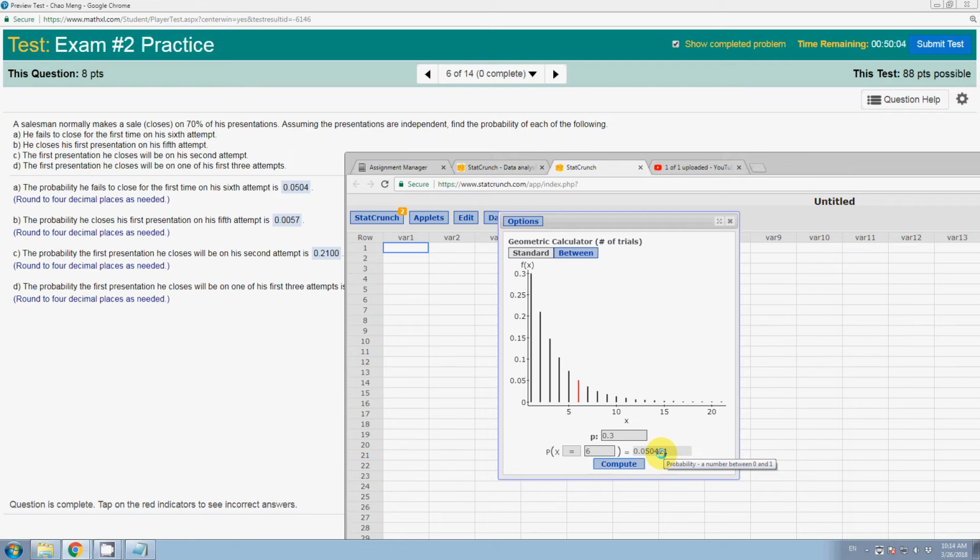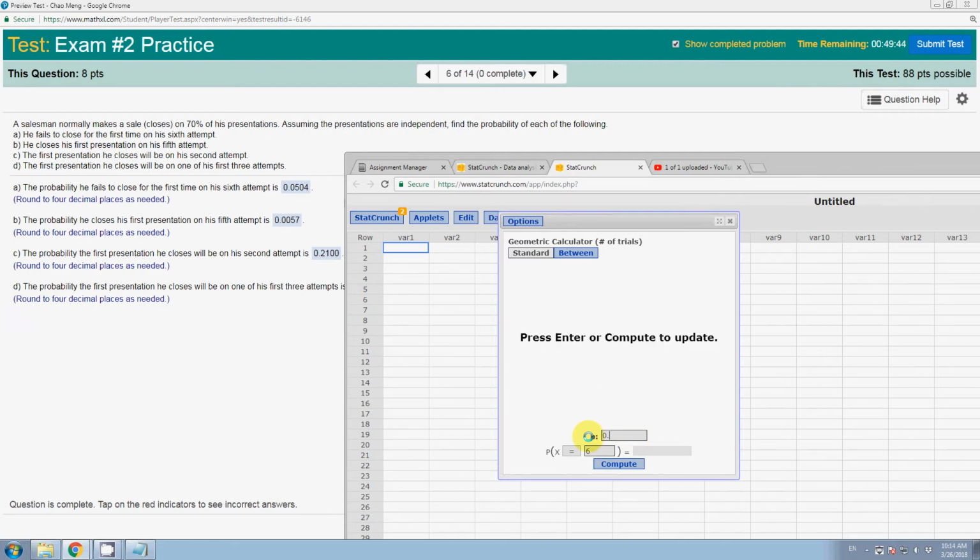Part B question. The probability that he closes his first presentation on his fifth attempt. Now the success event that we are interested in is he closes a presentation or a sale. So the corresponding probability of success is 70%, because there is a 70% chance he will make a sale or close his presentation. And the probability on his fifth attempt, exactly on his fifth attempt. Then click compute. Then we'll have the probability.